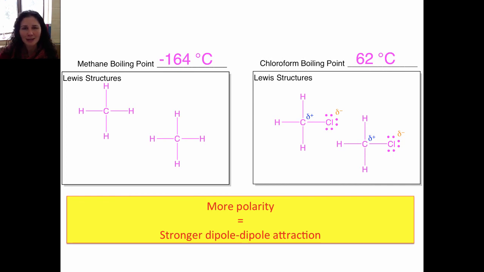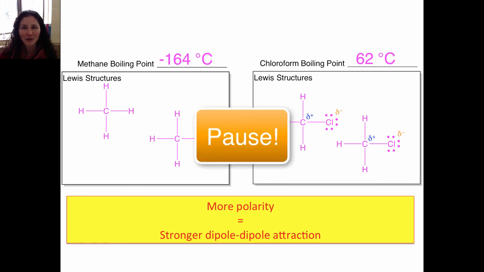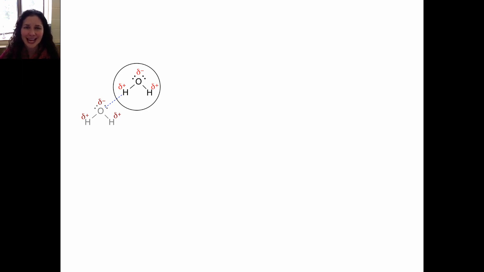Please pause the video now and complete this page of the activity. Draw the Lewis structures for water, methanol, and chloroform before you go on. I'd like to talk about part 9C and D.